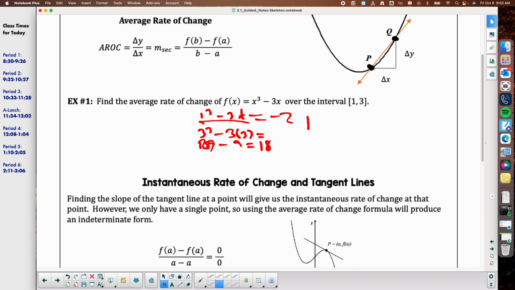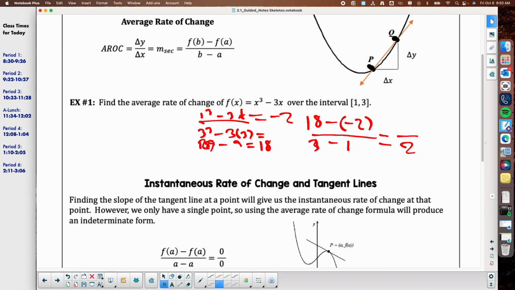And then minus a negative 2. Yep. Over, nice. Thank you. Perfect. Okay, now, did most of you probably write it something similar to that?